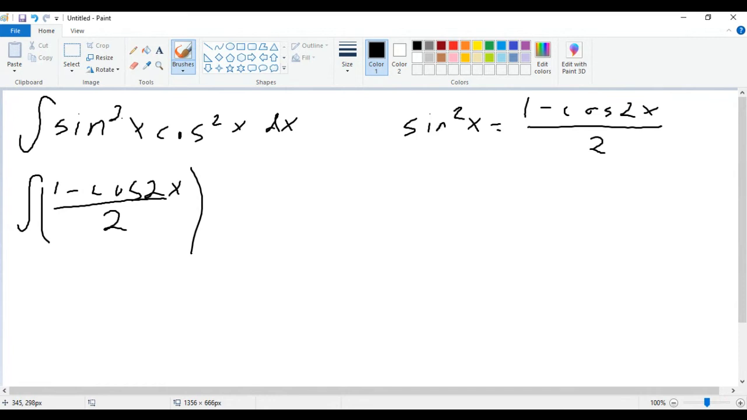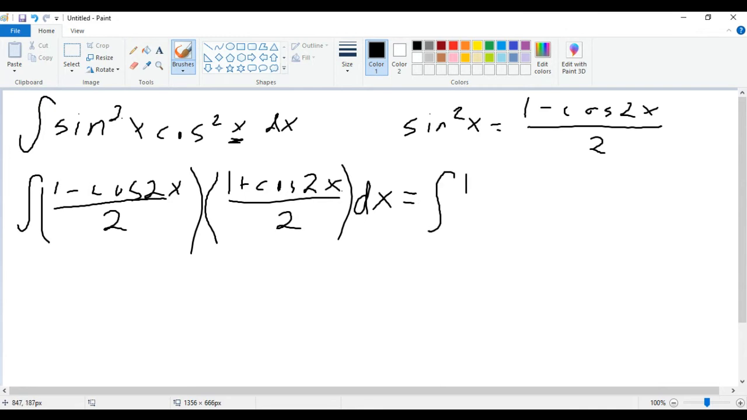But since the cosine squared of x has a different number on the inside, for instance, this is cosine of just x and this has a 2x on the inside, we actually want to convert the cosine of x into a cosine of 2x as well. And if you recall, that identity was cosine squared x is 1 plus cosine 2x over 2 dx. Then we simply distribute.